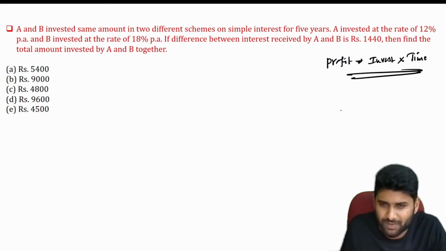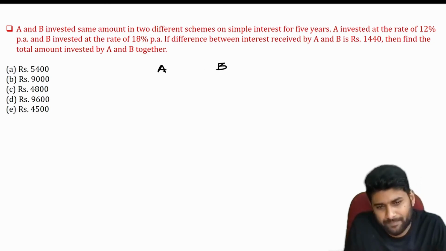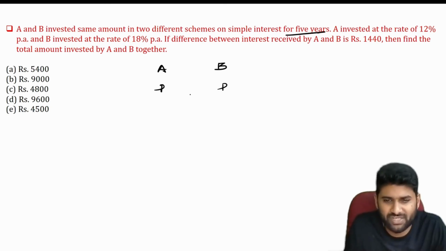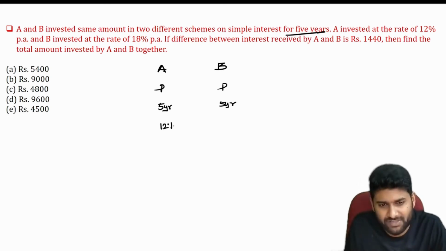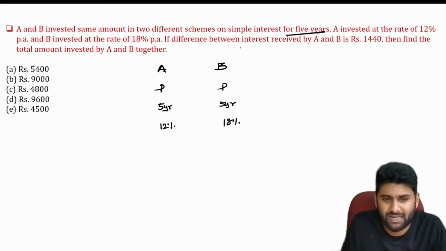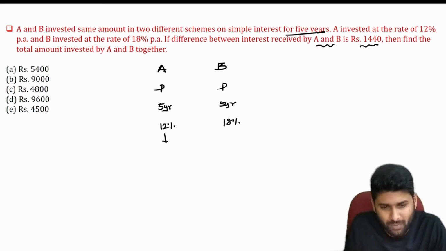Sorry, it's not about partnership. It's all about interest. A and B invested the same amount, the principal is the same. The duration is 5 years. A invested at the rate of 12% per annum, and the other person's rate of interest is 18% per annum. And the difference between the interest of A and B is 1440, guys. How much interest will they get at the end of 5 years?